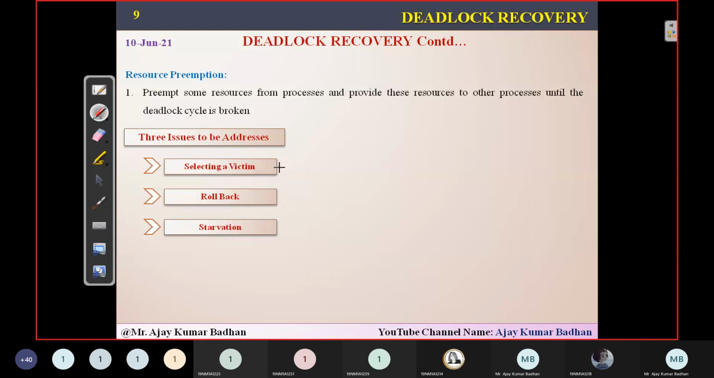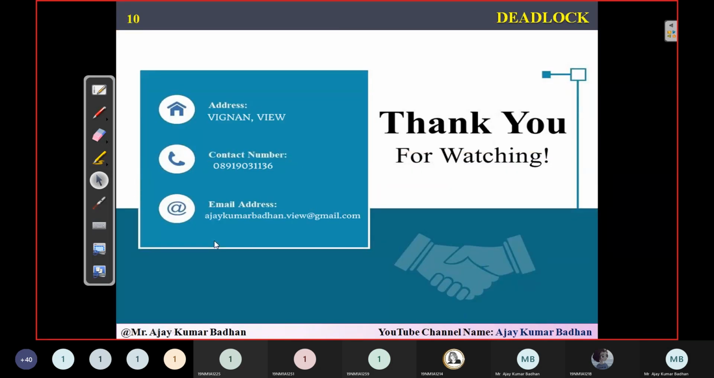So selecting a victim is a main challenge for the operating system. How to roll back to the past or the previous safe state, whatever we have, that is a challenge here. And then we should make sure that no process is left in a starvation state. So this is a very typical thing. Okay, so these are the three issues that exist when we are performing resource preemption. But the operating system manages that. How it is managing is by making sure that a deadlock situation never comes up in this particular scenario. So this is all about this particular unit.